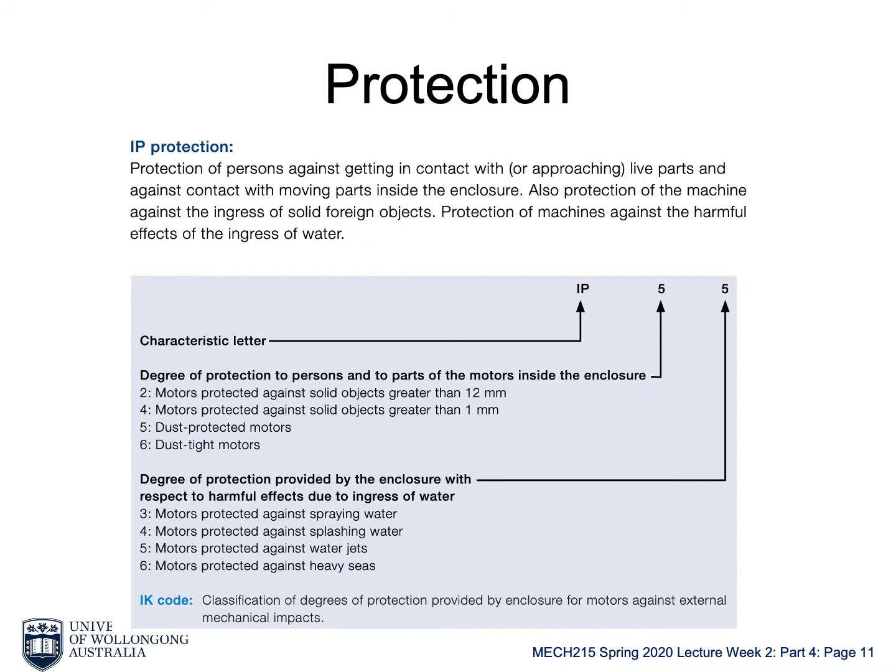IP is used to define the protection. It follows with 2 numbers. The first number indicates the protection against solids like dust and other objects. The second number is used to define its protection against liquid, water, and moisture. So normally the higher this number, the better protection the motor has, and it can work in more severe or bad working conditions.